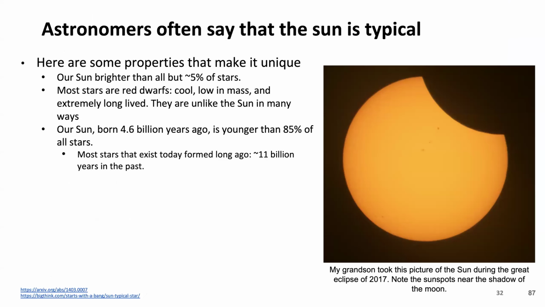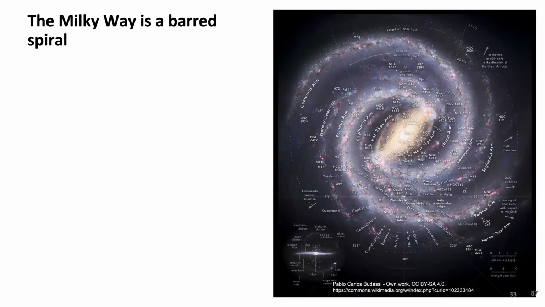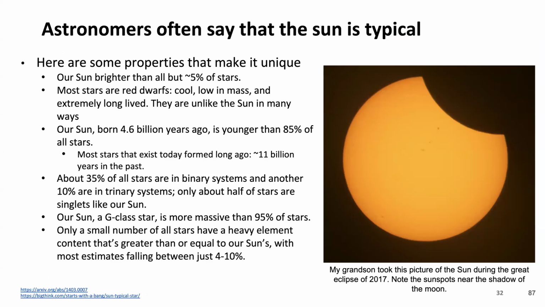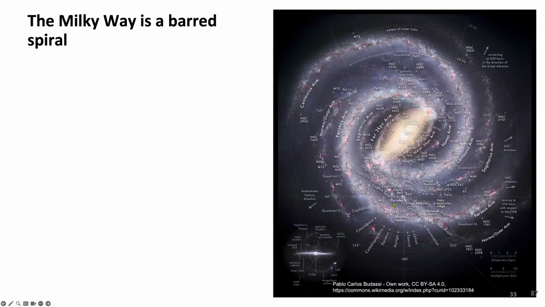Here's some description of the sun. I'm not going to read it to you. All I'll say is that when we had the big eclipse in 2017 and virtually half of Colorado drove to Wyoming to watch it, or Nebraska, here's part of the moon crossing the sun and sunspots that my grandson took a picture of back in 2017.